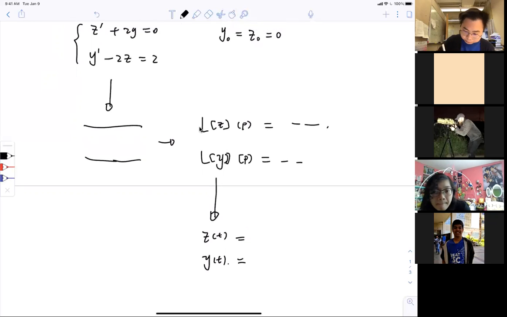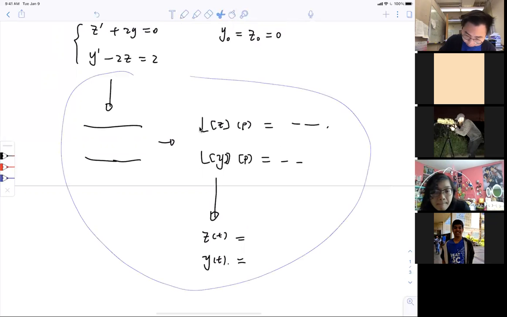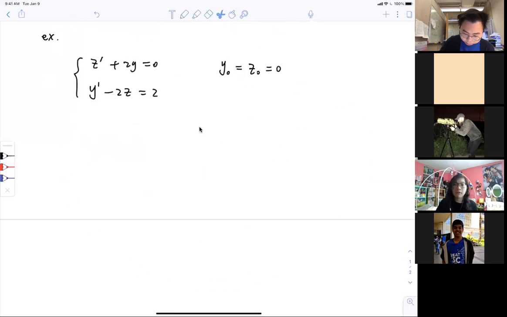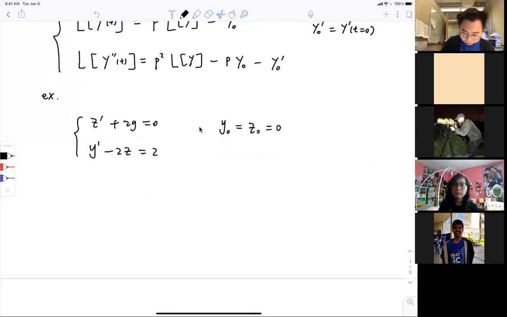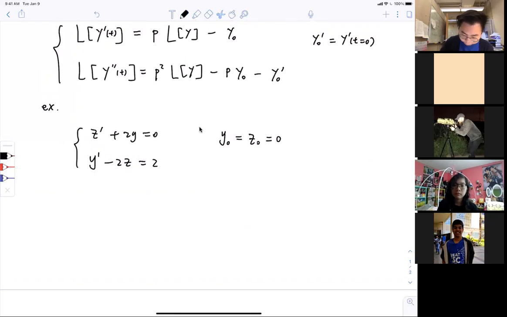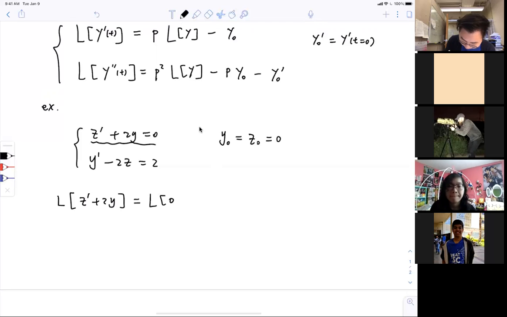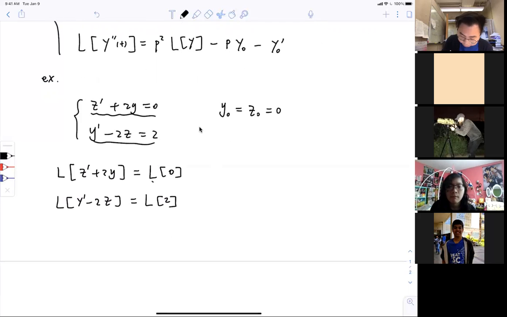Let me show you the algebra. Feel free to stop me if you get confused. So let's look at the first equation. Basically, we need to transform the whole equation, which is z prime plus 2y equal to the right-hand side. Never forget to transform the right-hand side.